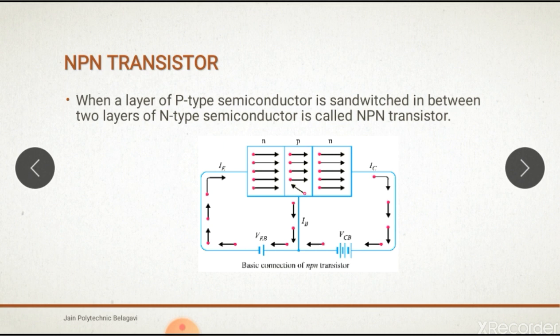Therefore, only a few electrons combine with the holes to contribute the base current. The remainder cross over into the collector region to constitute collector current IC. Almost the entire emitter current flows in the collector circuit. Therefore, the emitter current is the sum of base current and collector current. This is how the NPN transistor works.